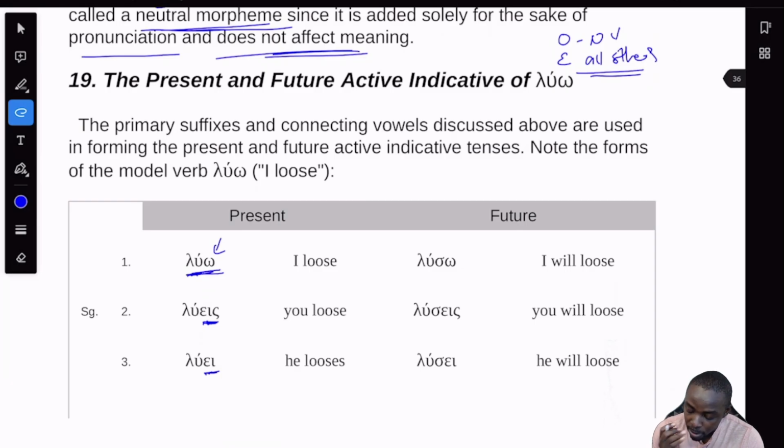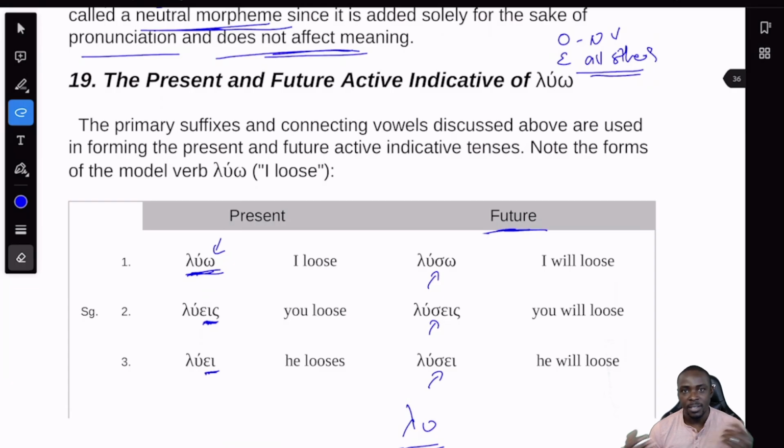Then you move to the plural form. Before the plural form, they give us the future. And the future is just known by this addition of a sigma between the stem and the ending. So remember, the ending is luo, right? And then you add omega, eis, or ei, right? But the lu is the stem. Remember, we talk about stem form, the lexical form, all of that, root form. So the lu is the stem form.